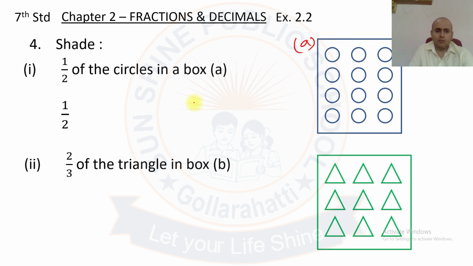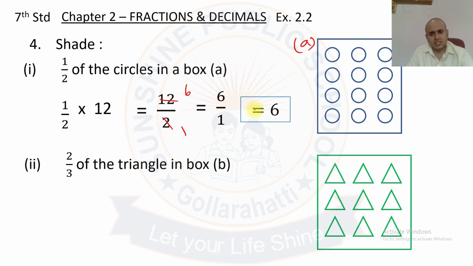Therefore I will multiply 1 by 2 into 12. If we multiply, we get to know how many parts we can share. So when you multiply 1 into 12 by 2 you get 12 by 2. We can divide and simplify 12 by 2, that is 2 1s are 2, 2 6s are 12. Therefore the answer is 6 by 1. 6 by 1 is nothing but equal to 6.